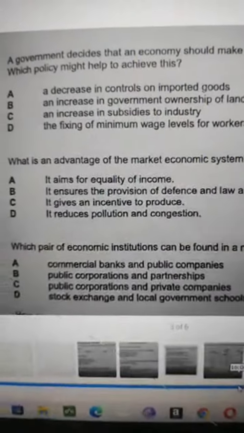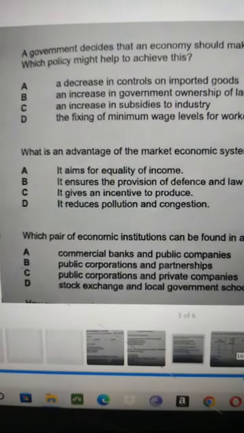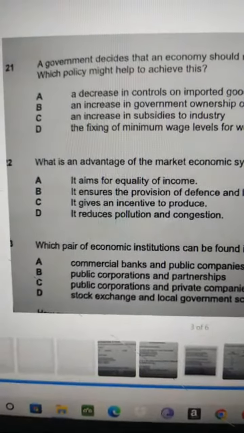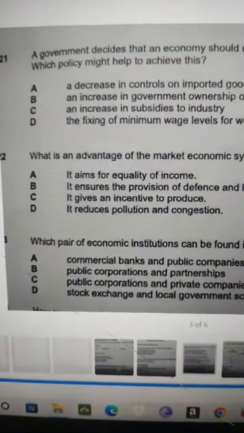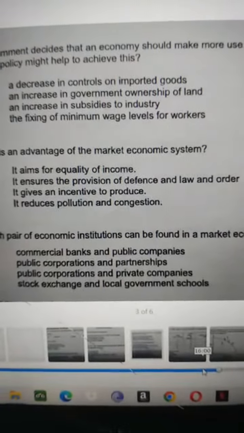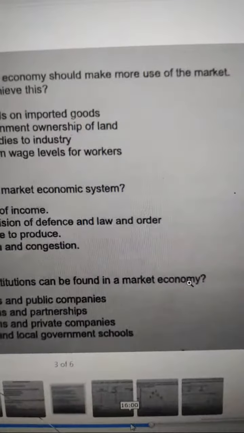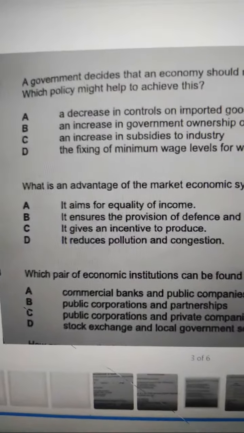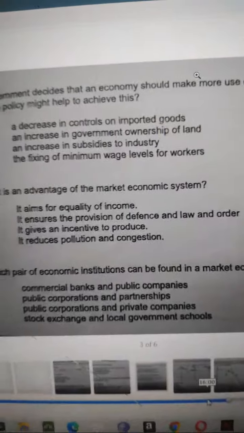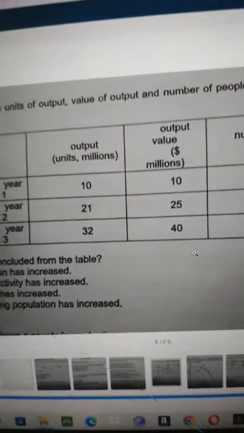What is a market economy? Resources are allocated. Ownership is there from the private producers. Government doesn't have a role. So B cannot be the answer. Public corporations and private companies again cannot happen. Stock exchange and local government schools can never be in the market economy. So A is the correct option. Read the question carefully and then pick up your answer.